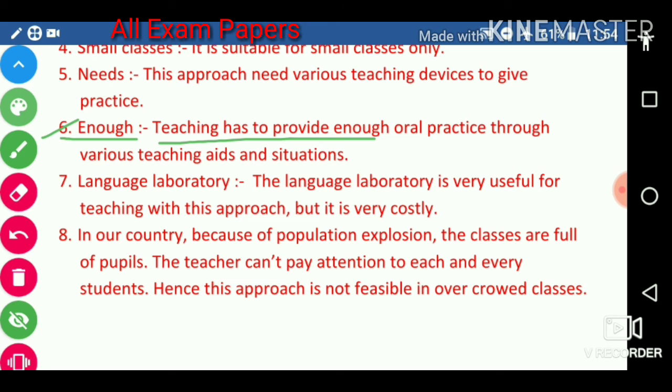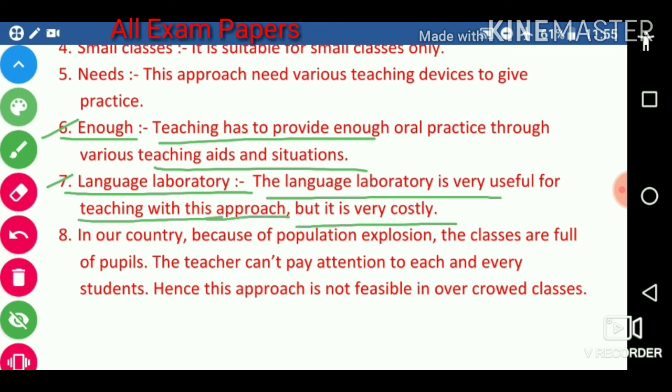Next is language library. The language library is very useful for teaching with this approach, but it is very costly. Next, in our country, because of population explosion, the classes are full of pupils. The teacher can't pay attention to each and every student. Hence, this approach is not feasible in overcrowded classes.